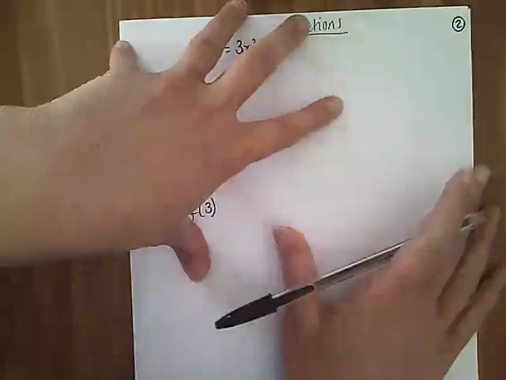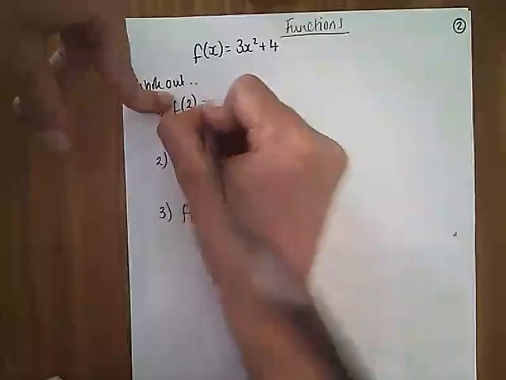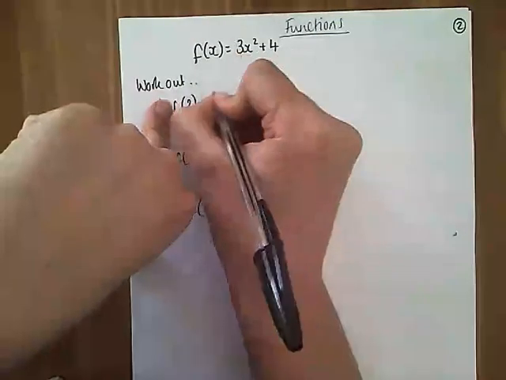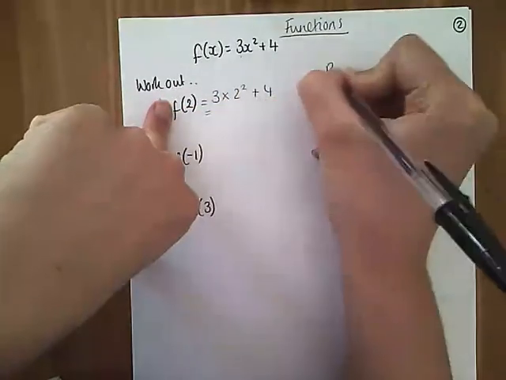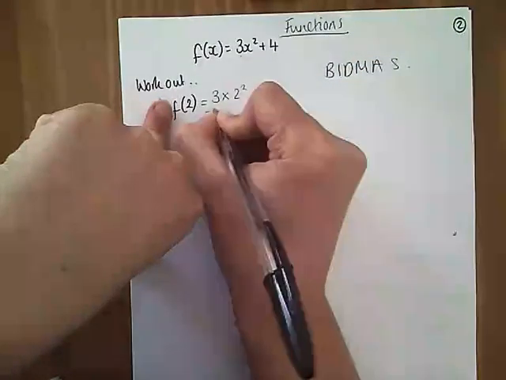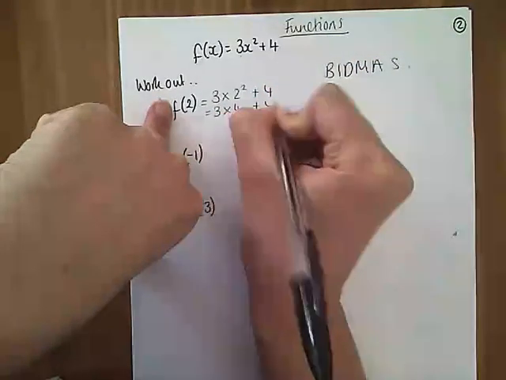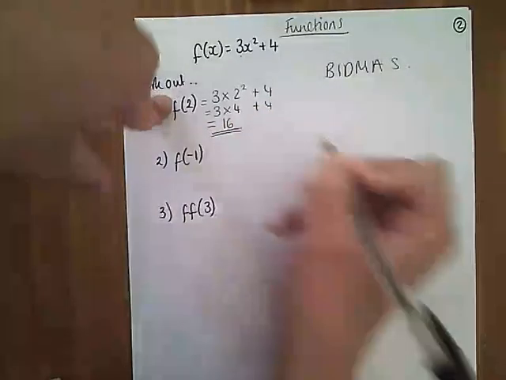video, but I forgot. If you have a function like this and you're substituting in 2, be careful because of BIDMAS. So that is 3 times 2 squared plus 4. Obviously, you've got to do the indices before the multiplication. So that is 2 squared first, which is 4. Then times it by 3, and then add the 4. So that is 16.